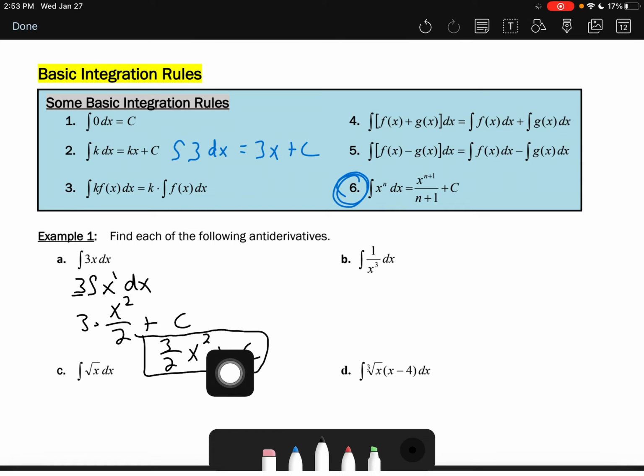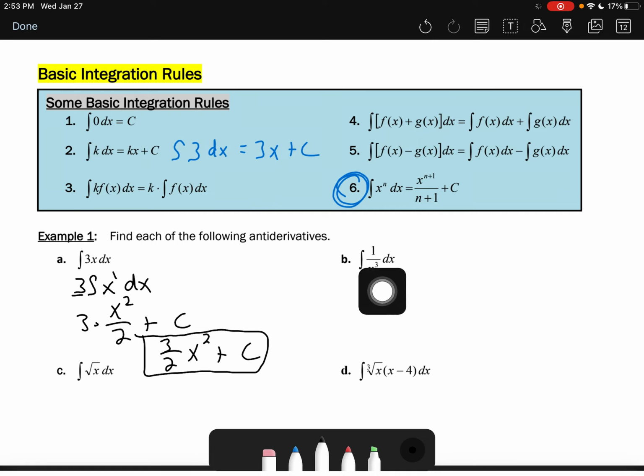Now, you can do a quick mental derivative and make sure that works, right? 2 times 3 halves is 3, and then I take 1 away from that, it'd be 3x to the first, right? That's what I have. And the derivative of any constant just disappears. Okay? Let's try another one.